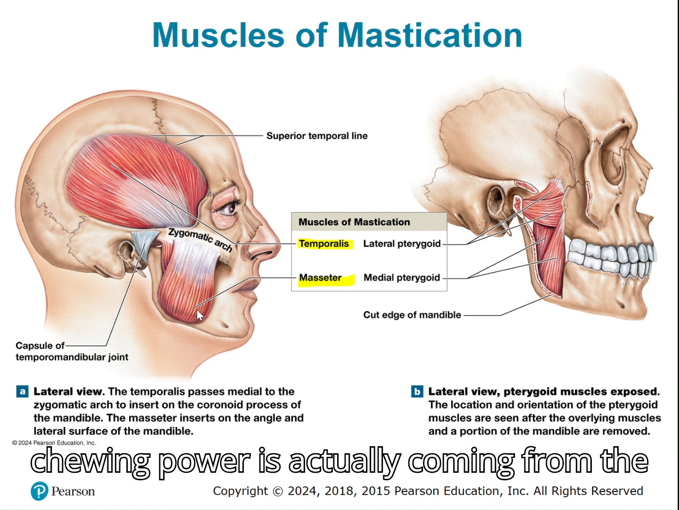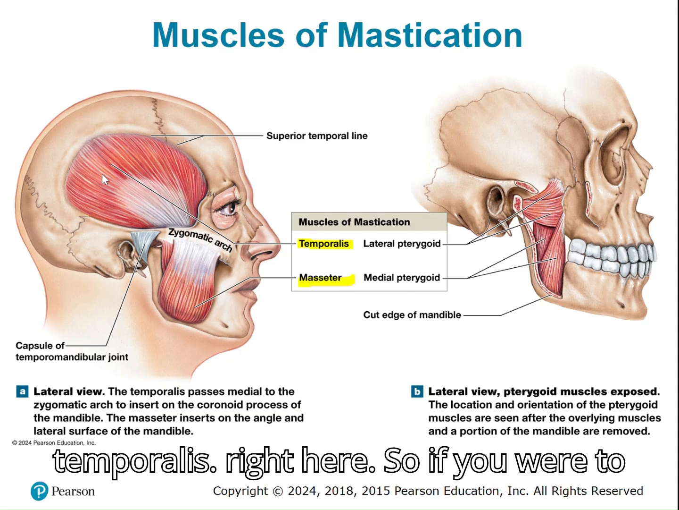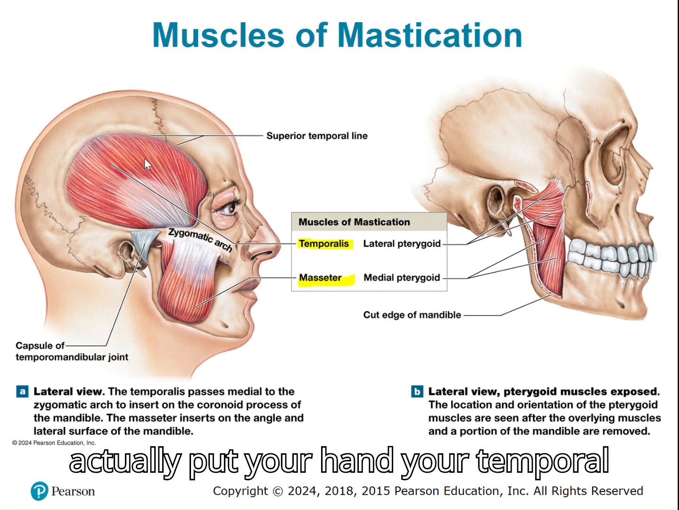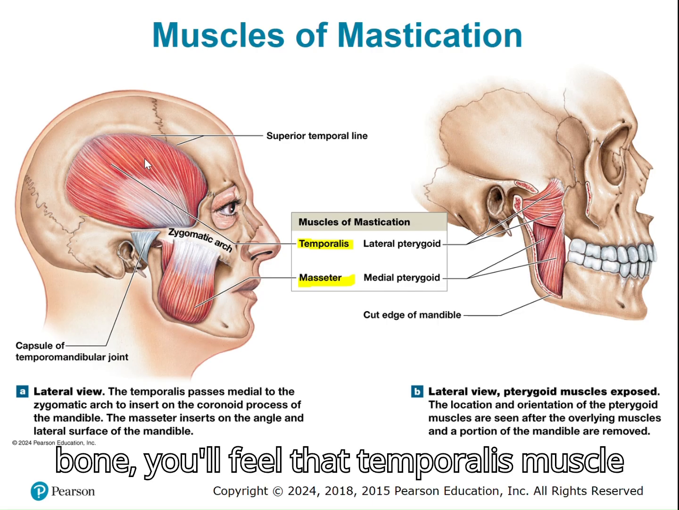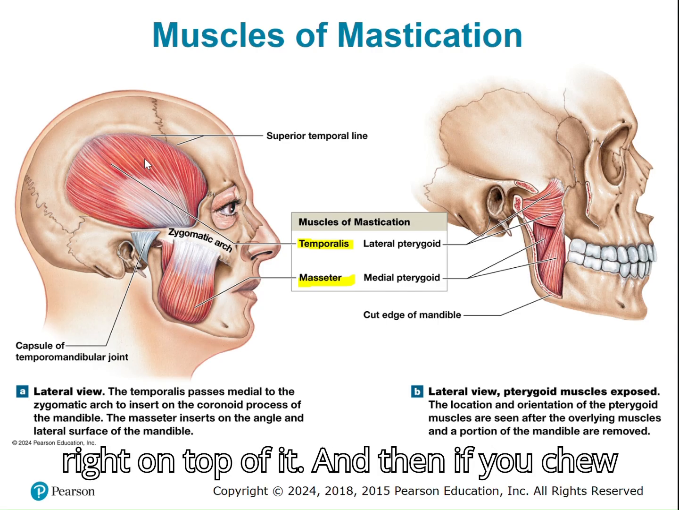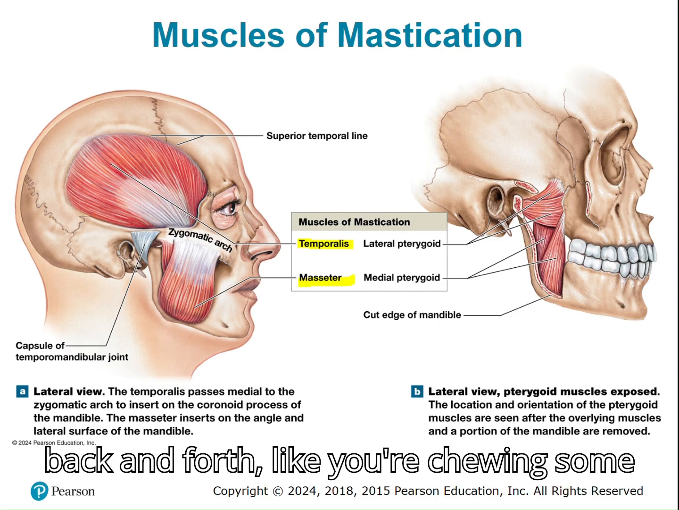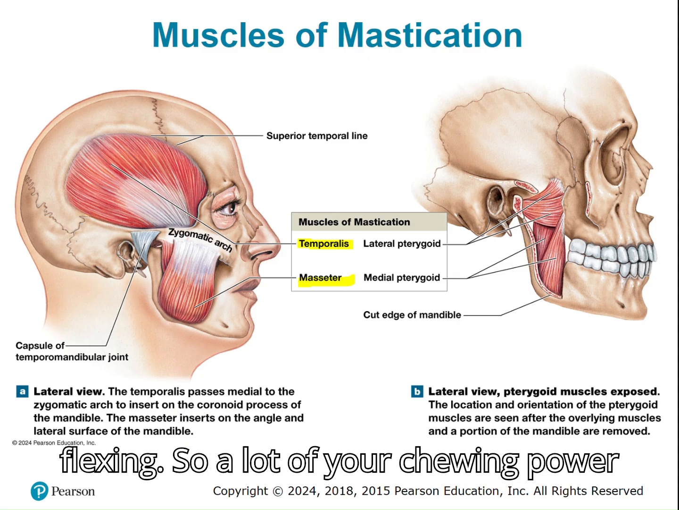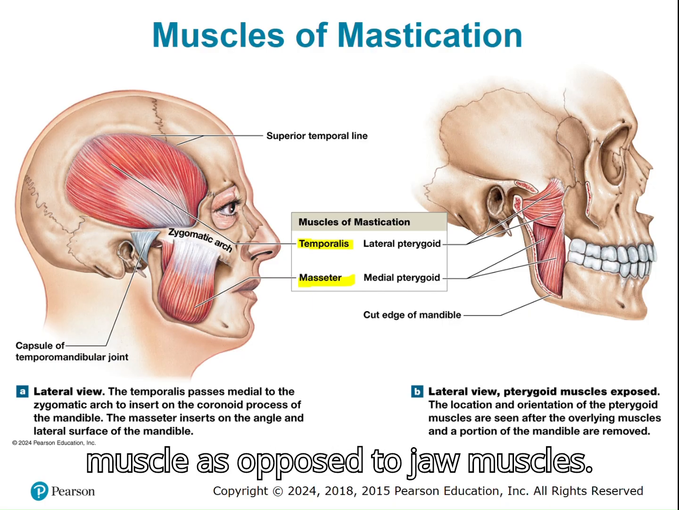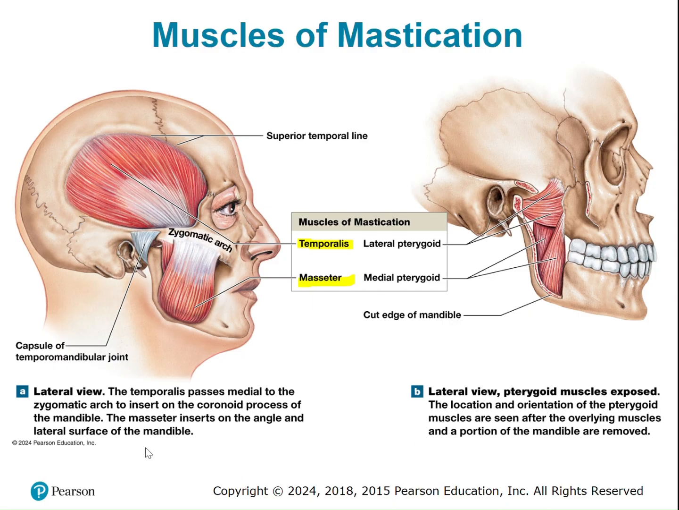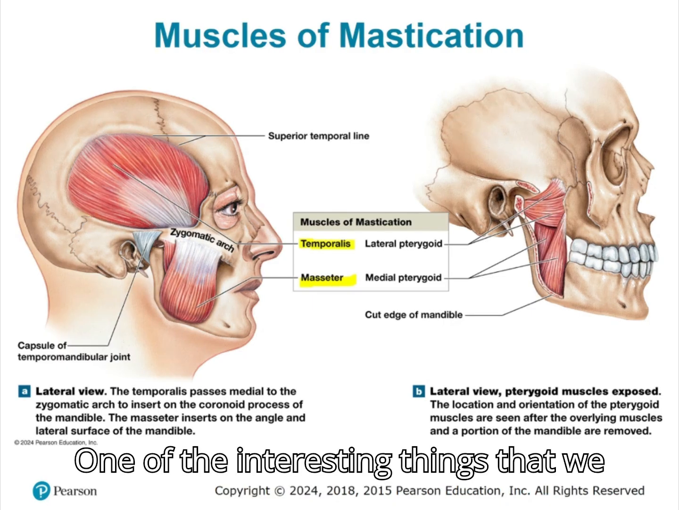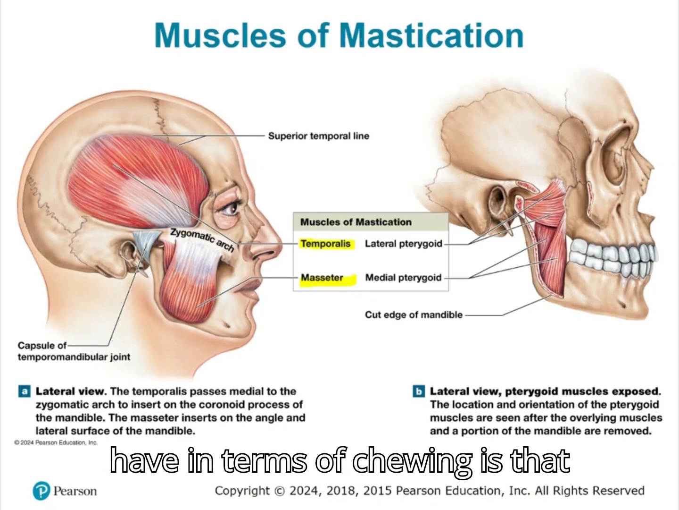But a lot of your chewing power is actually coming from the temporalis right here. If you were to put your hand on your temporal bone, you'll feel that temporalis muscle right on top of it. And then if you chew back and forth, like you're chewing some gum, you will actually feel it flexing. So a lot of your chewing power is actually coming from that temporalis muscle as opposed to jaw muscles.